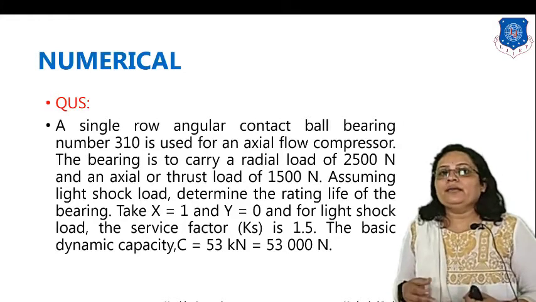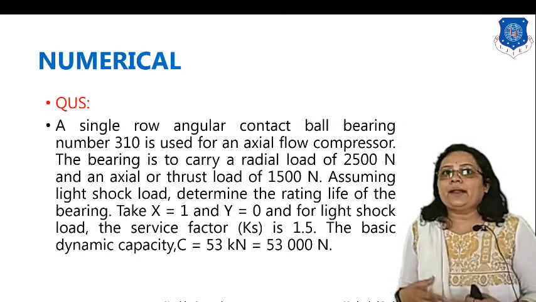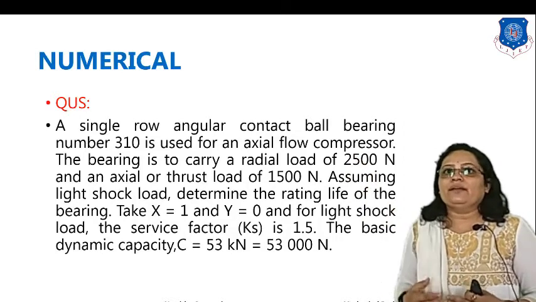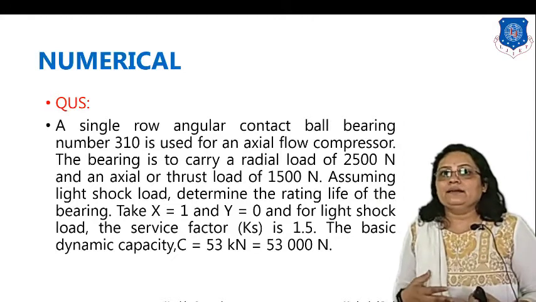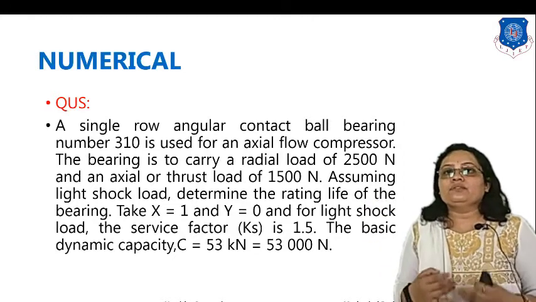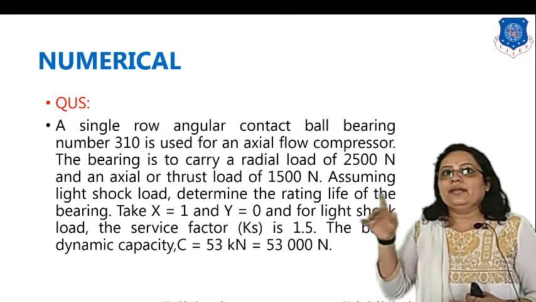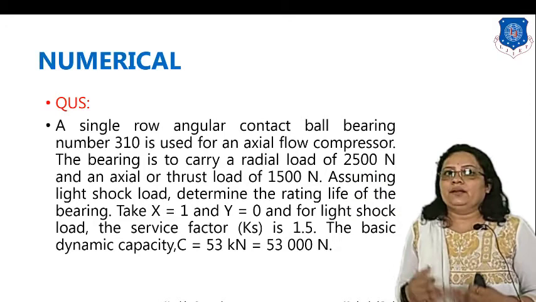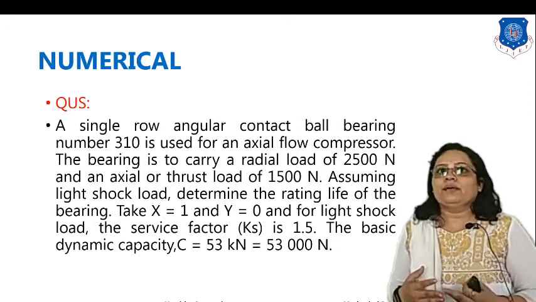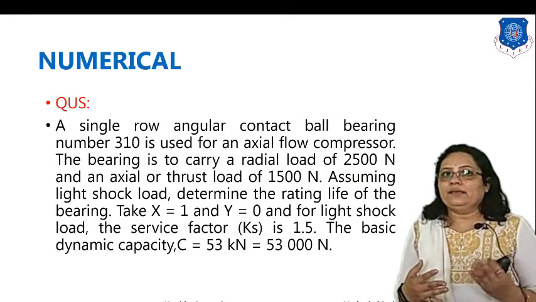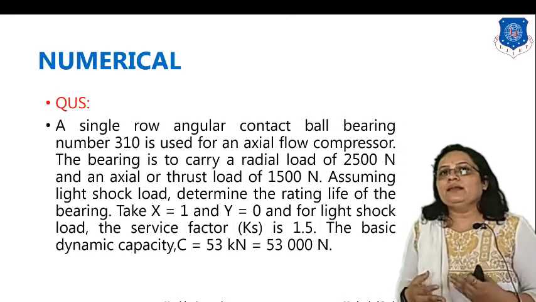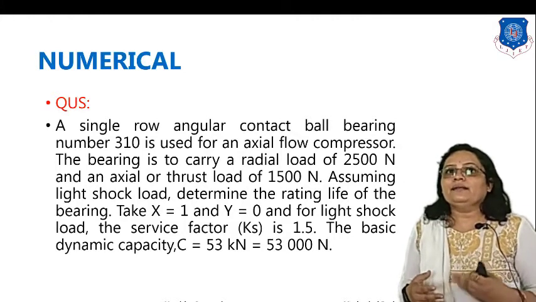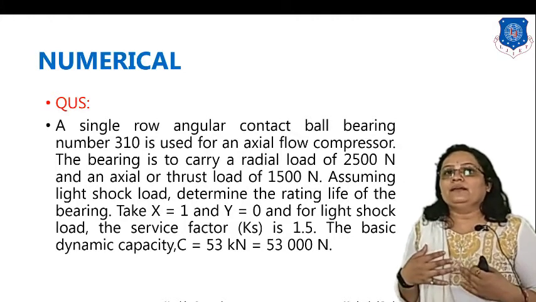Okay, and how much load is applied on the bearing? Radial load of 2500 Newton is applied, and both radial and axial load conditions are given here. So the radial load is 2500 Newton and the axial load is 1500 Newton. Okay, so WR and WA are given. Assuming light shock load, determine the rating life of the bearing. Okay, we have to find out the rating life.